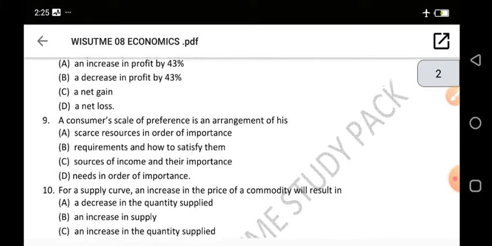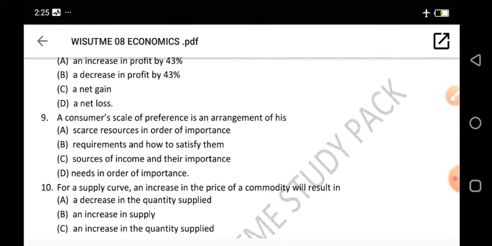That will take us to question 9. In question 9, it said a consumer's scale of preference is an arrangement of its... If you remember, I believe this is a grade 10 topic, SS1, when you were being introduced to economics, where we talk about scale of preference. Your scale of preference is the arrangement of your wants in order of how important they are to you.